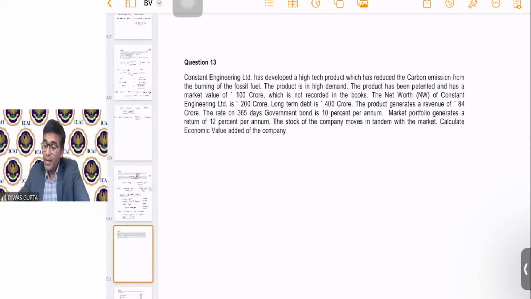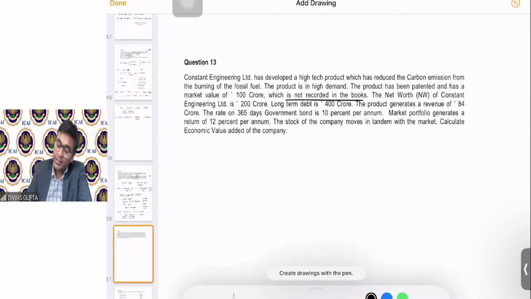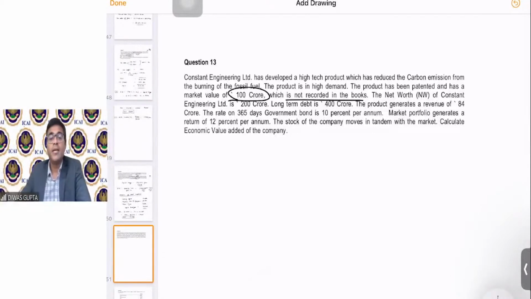The product has been patented and has a market value of rupees 100 crore, which is not recorded in the books. So there is a patent that has been done and there is a market value of this patent. Now, students, for valuing these, this is also a separate valuation, correct? We are talking about business valuations here, but within the business, these patents are also underlying. So how do we value these patents? There are different approaches for that too.